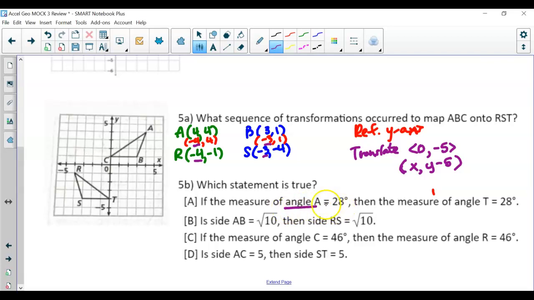So angle A, if angle A is 28 degrees, then the measure of angle T. Well, does A match with T? No. So A is not our answer. So AB, side AB and side RS. Are these two congruent? AB, RS. Yes, they are corresponding. That's why the answer is B.